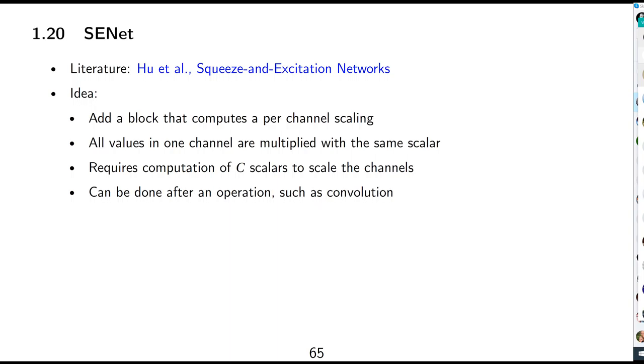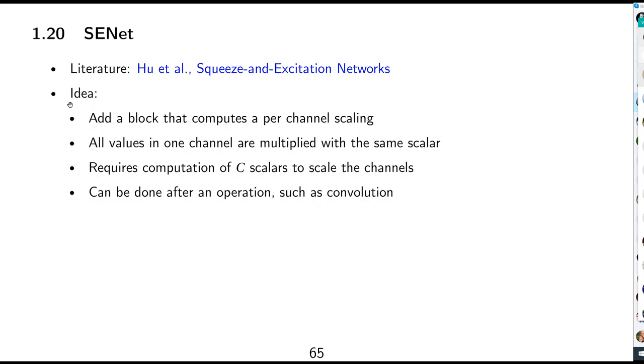Squeeze and ExciteNet also introduced a building block that is still interesting today. So the idea is to add a block that computes a per-channel scaling. So if we have a tensor of size C times width times height, where C is the number of channels, then we have one scalar per channel, and all values in one channel are multiplied with the same scalar. So what we need is some network block that first computes these C different scalars, one per channel.